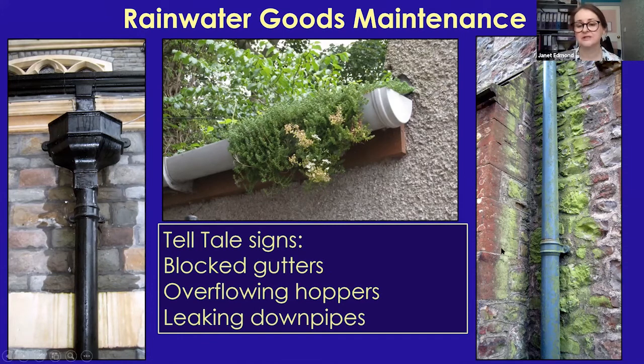One little tip, actually: if you might have damage behind the downpipe and you can't see it easily, use a mirror behind the downpipe. It might help you to spot problems there and some leaks. But that's the sort of thing that you might see on your inspection of the building.